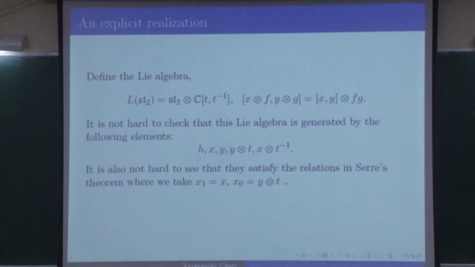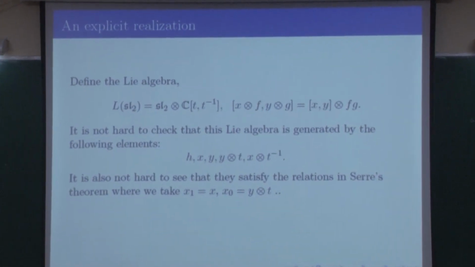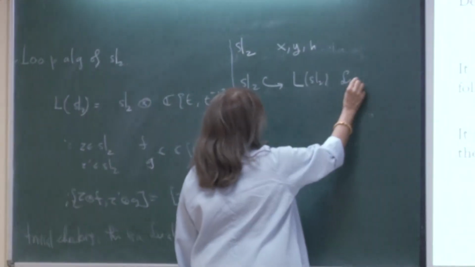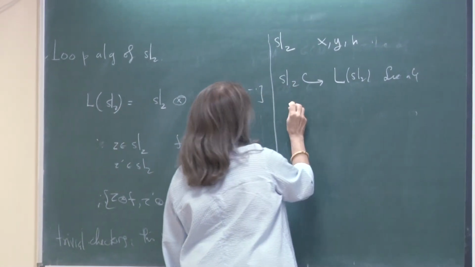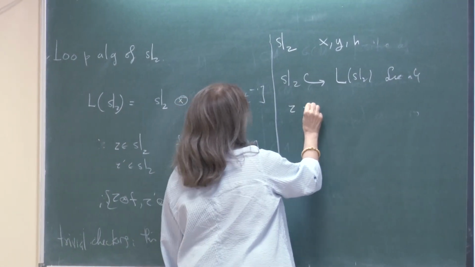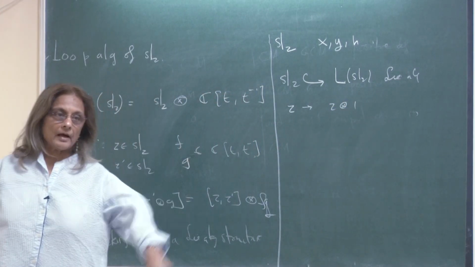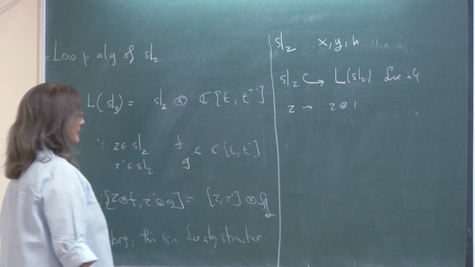These are relations. Okay. So you can think of SL2 as being embedded inside L of SL2 as a Lie algebra in a trivial way. Namely, you just send Z to Z tensor 1. Okay. So we're never going to write that Z tensor 1 again. We're just going to think of it as a subalgebra.